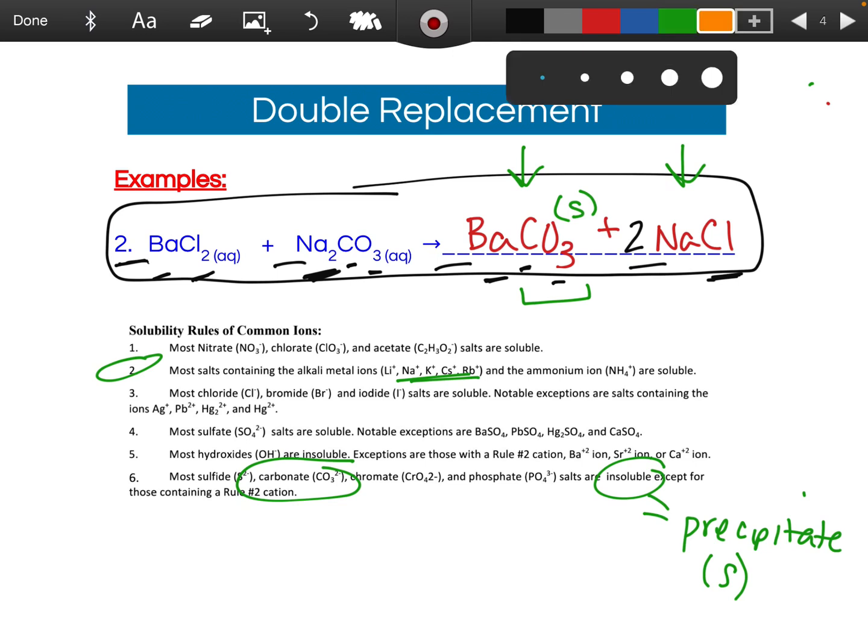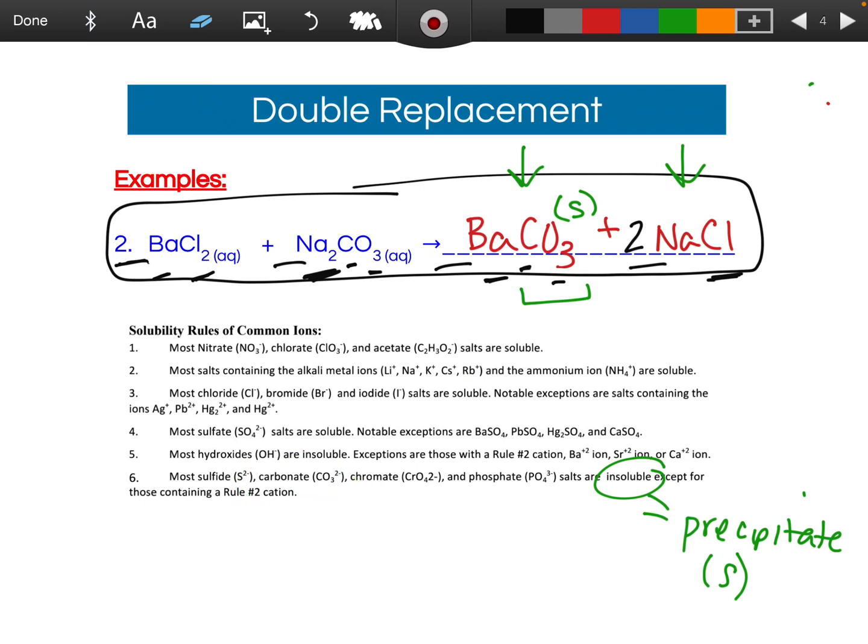All right, the NaCl is going to, let me erase these other ones quick. NaCl has a group 1 metal. So it does have this sodium here. So because it has a group 1 metal, we know it's already soluble. So if it's soluble, that means that everything is going to dissolve and it's going to be aqueous.